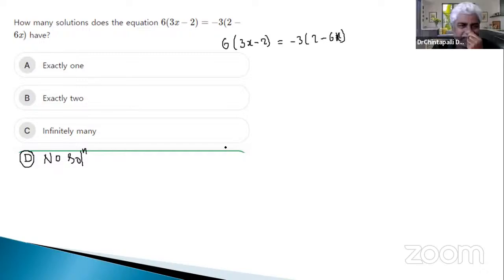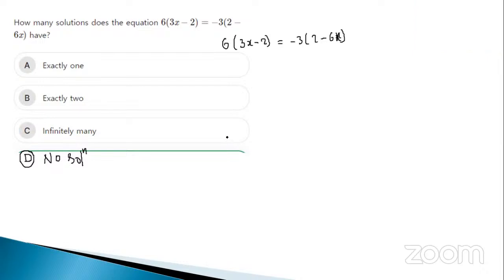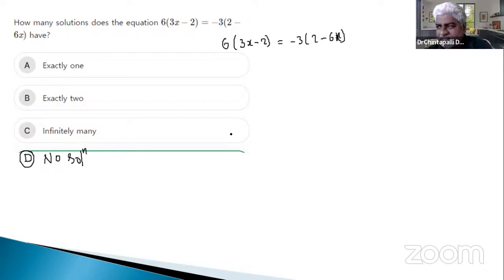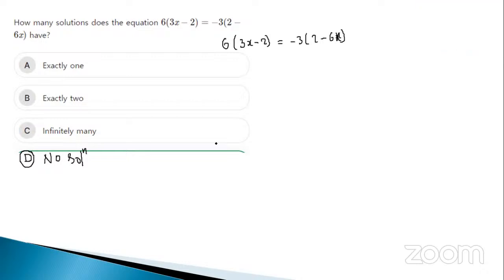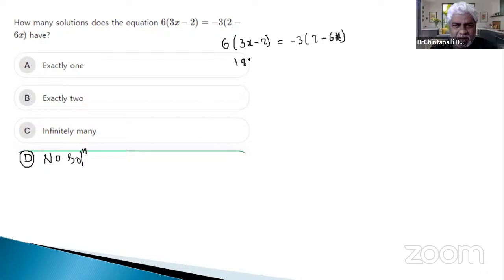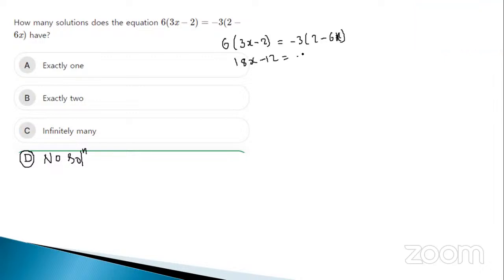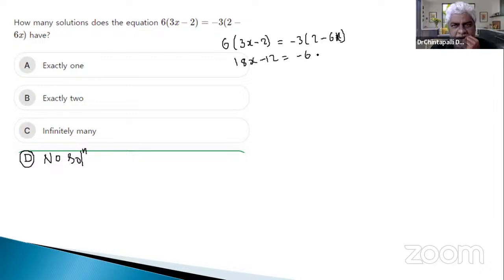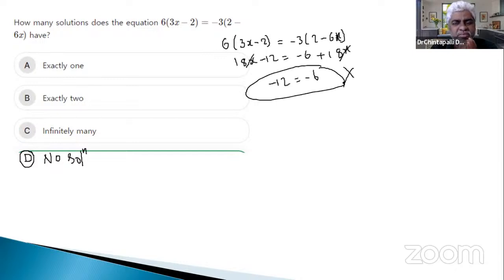What's your reason to say it has no solution? When we solve it, we get 18x minus 18x equals an absurd result, right? So we'll get 0 equals. Very good. 18x minus 12 is equal to negative 6 plus 18x. 18x gets cancelled. Negative 12 is equal to negative 6. It is absurd. That's why it has no solution. Yes, sir.